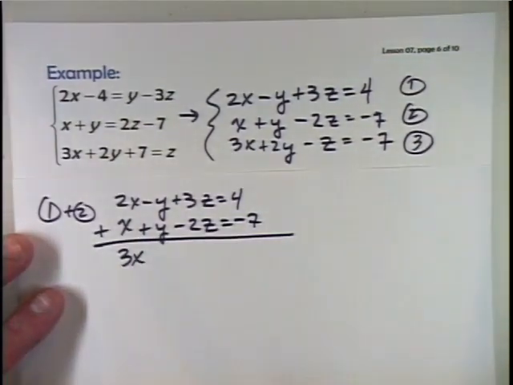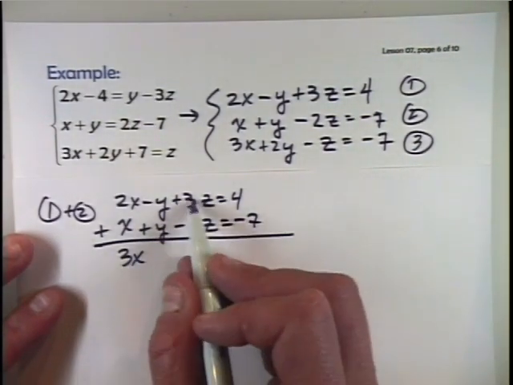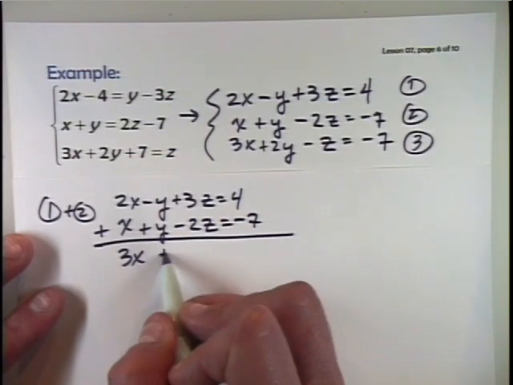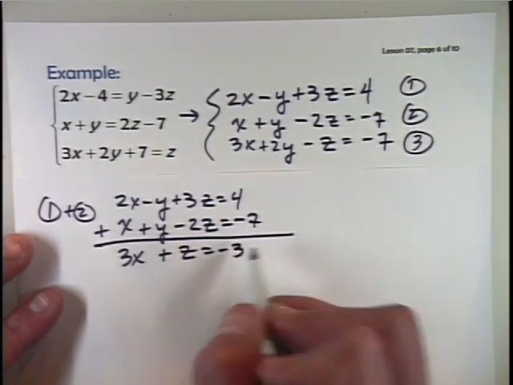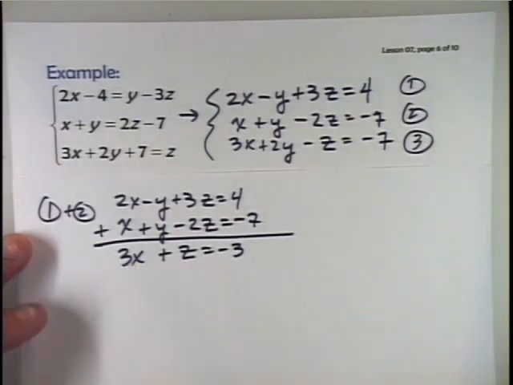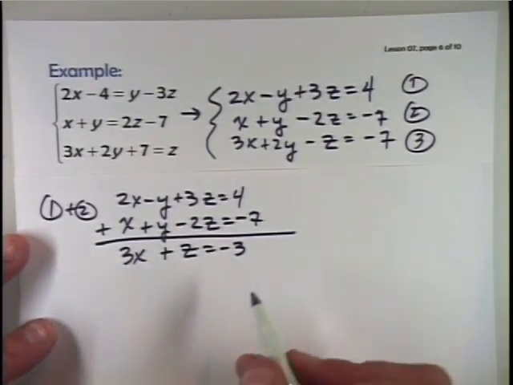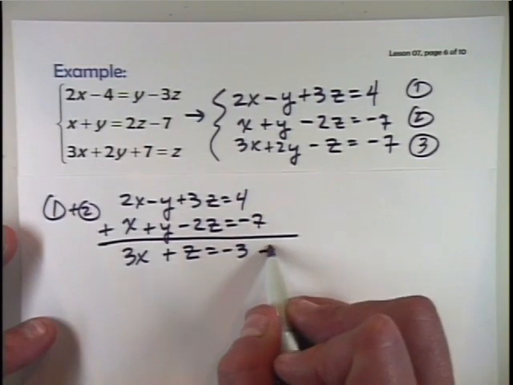Negative y plus y, by design, that's 0. And then I get 3 minus 2. That's going to be 1z, or just z. And then I get 4 minus 7 is negative 3. Well, that gives me one equation, but I still have two unknowns. So I'm going to call that one equation 4.